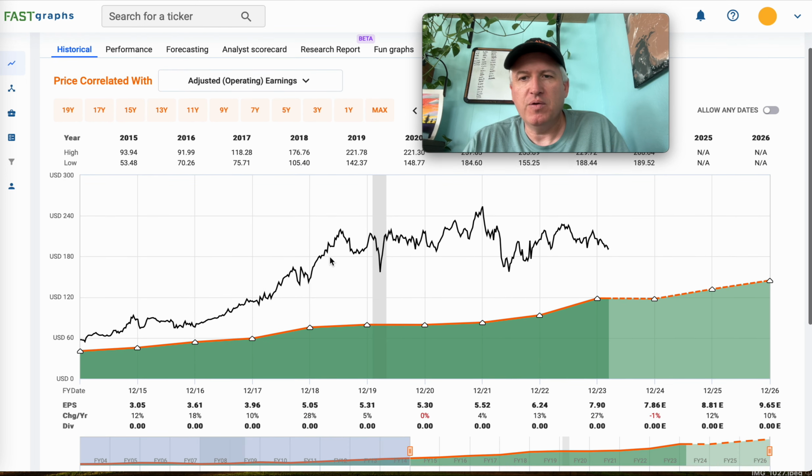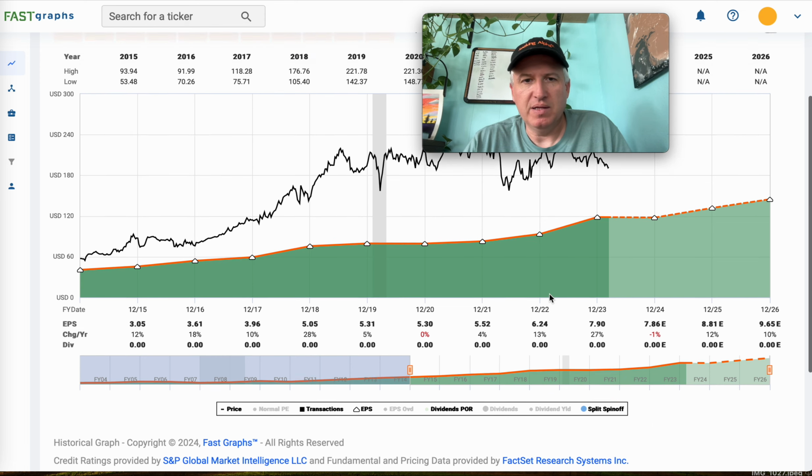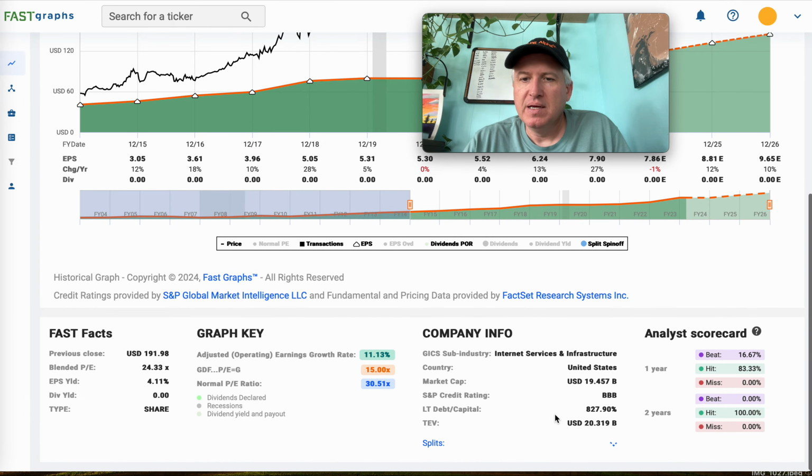So to figure out whether, now that it's at a 24 PE using FastGraphs blended earnings, it's still too expensive or how expensive it is, or whether it's a good deal, we need to take the earnings growth. There's basically just a handful of factors that I use. The earnings yield, which is the inverted PE, earnings over price. The earnings growth, which I make some adjustments for and calculate myself. And then I make adjustments for debt a little bit and stock buybacks. But the stock buybacks go into the earnings growth.